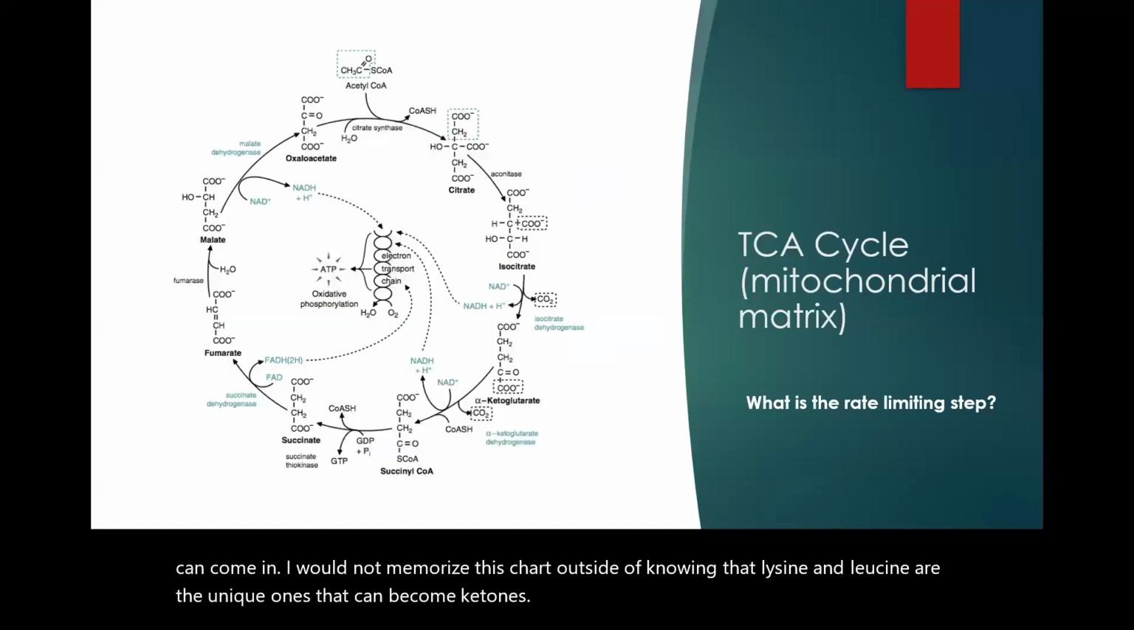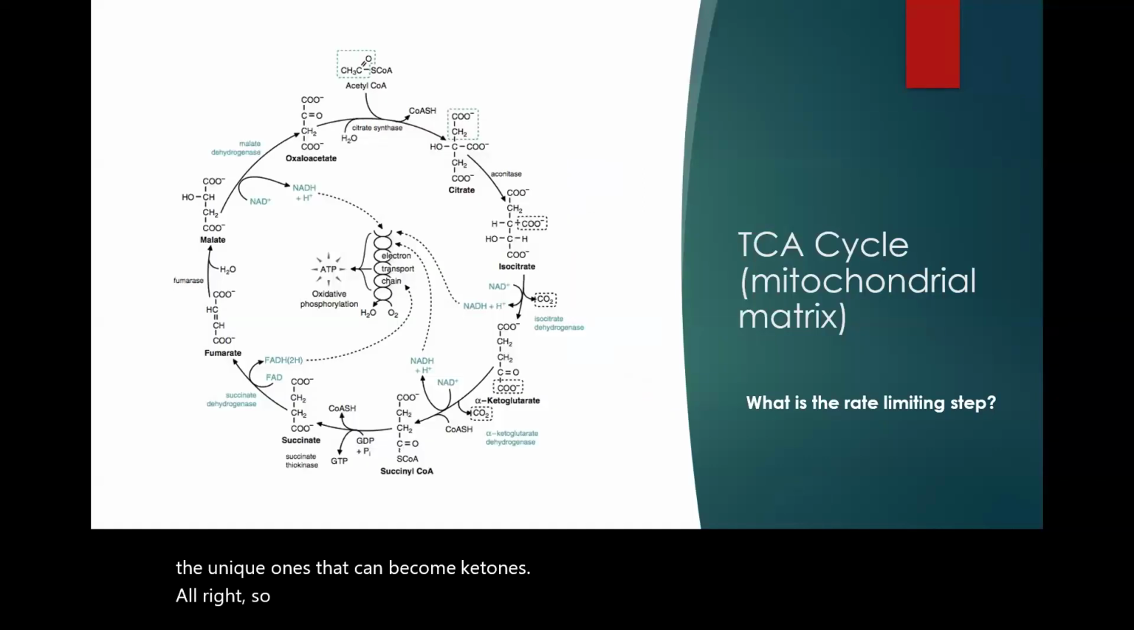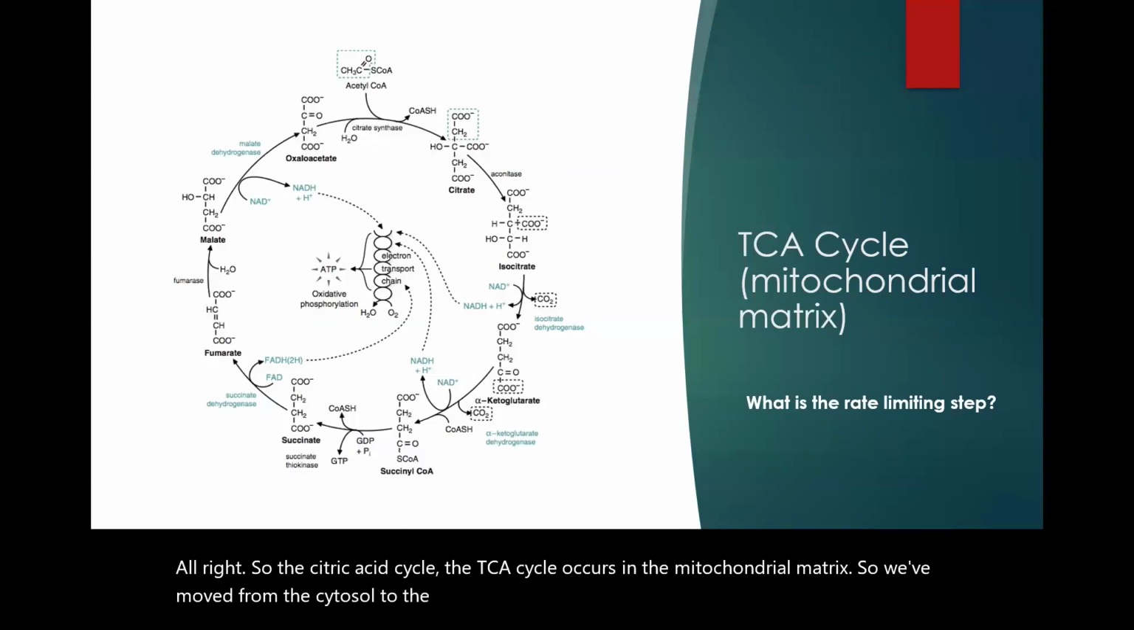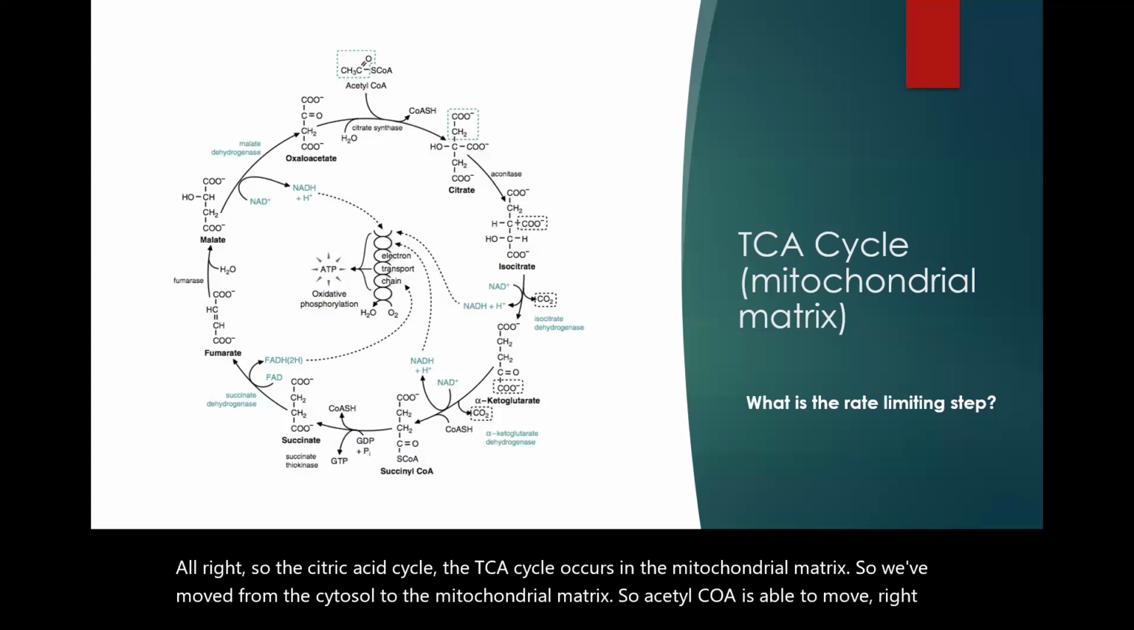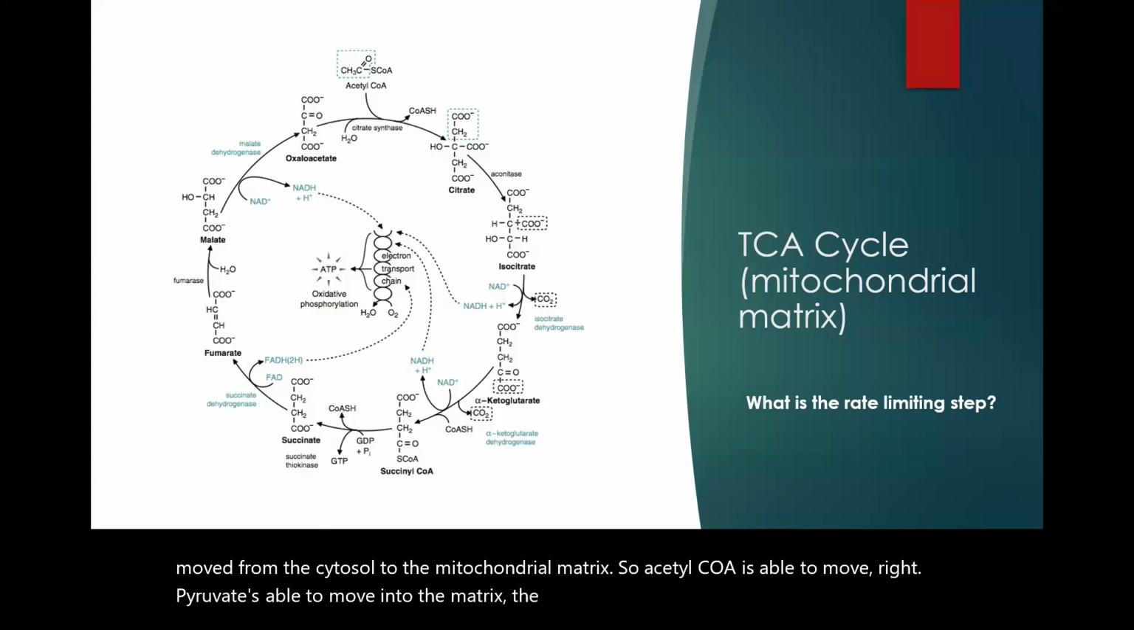All right. So the citric acid cycle, the TCA cycle, occurs in the mitochondrial matrix. So we've moved from the cytosol to the mitochondrial matrix. Pyruvate is able to move into the matrix, the mitochondria, and then acetyl-CoA is present there, and so it's able to be utilized in this cycle or amongst other things.